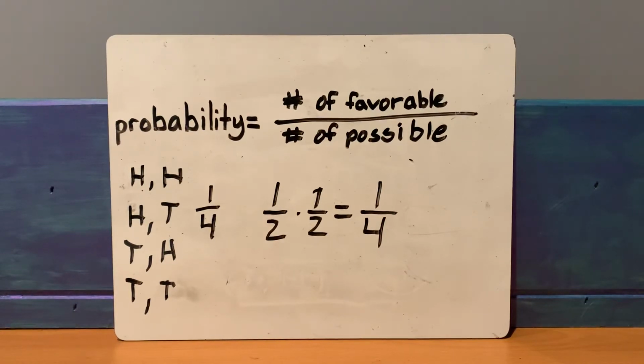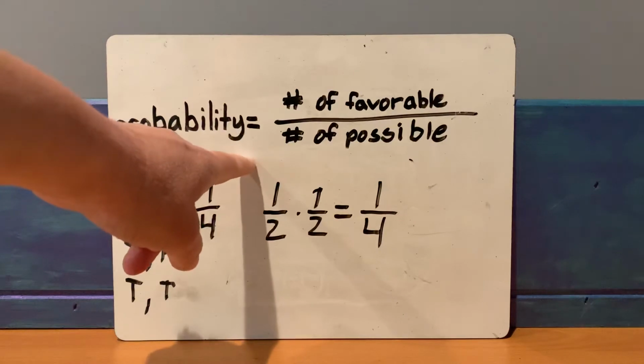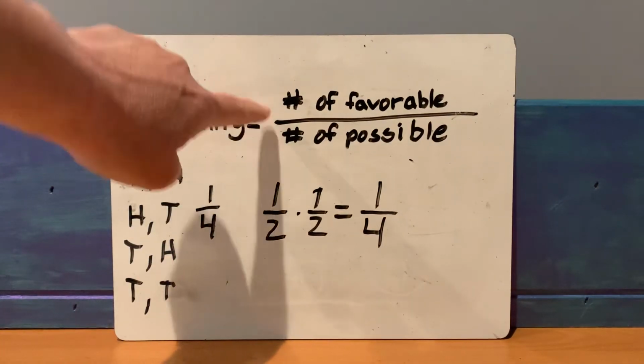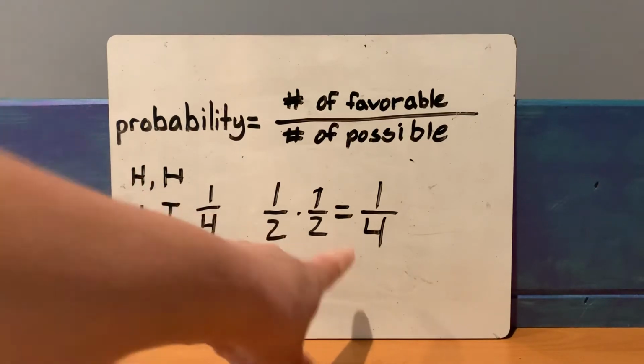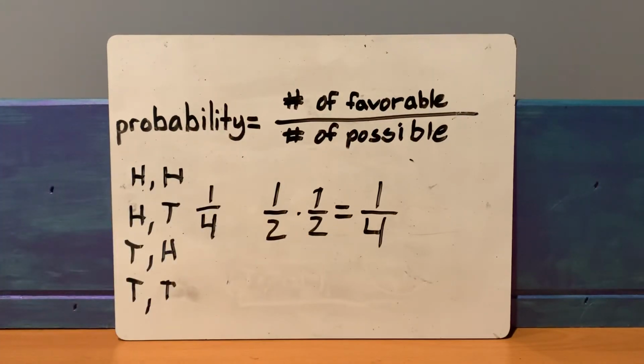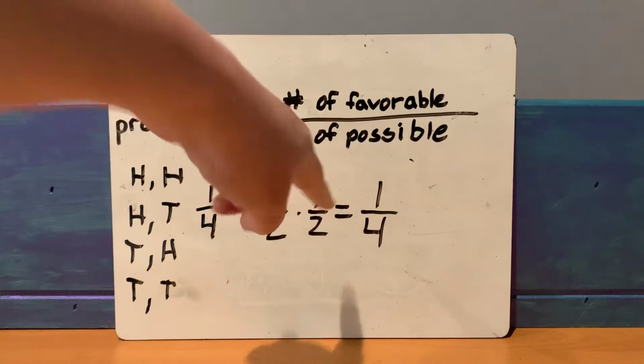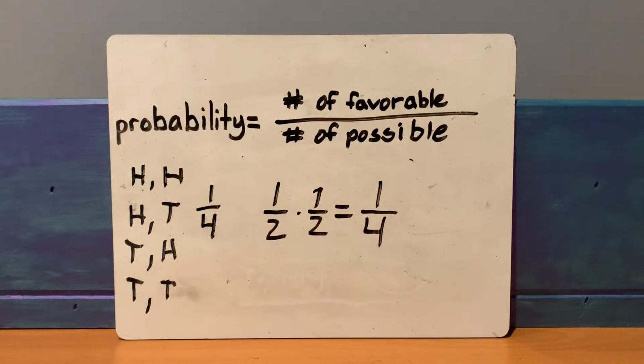And then remember, probability equals the number of favorable outcomes over the number of total possible outcomes. With a coin toss, there are 4 possible outcomes of it landing on its head twice in a row. Only one of those outcomes is favorable, is what we're looking for.